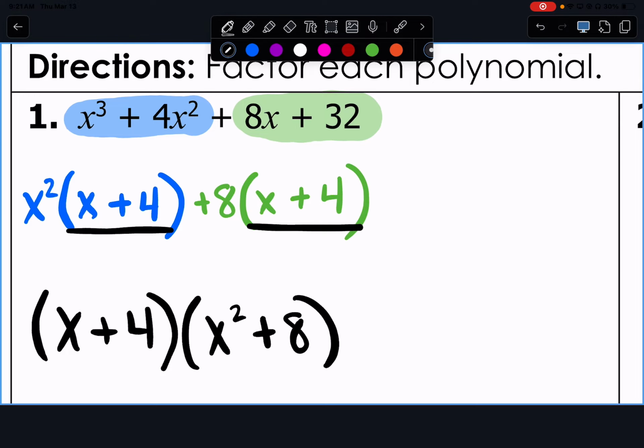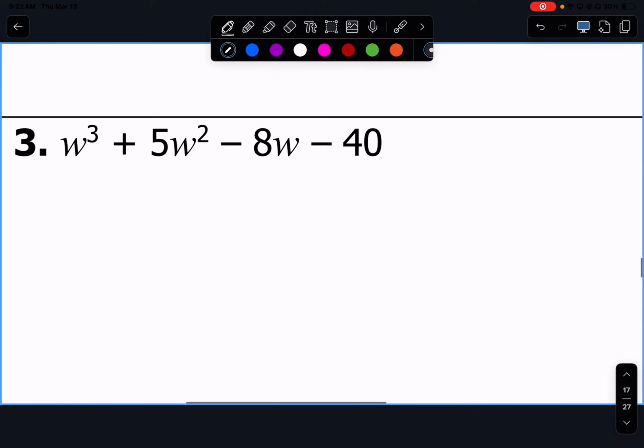Yes, Daniel. So why do we do x squared plus 8 on the second one? Because we take what is left over. So essentially what we're doing is we're taking out the greatest common factor of those two groups. What is the only thing in common with those two groups? X plus 4. So when we pull that out, it just leaves the x squared plus 8. All right, let's do number 2. Or not number 2, number 3.